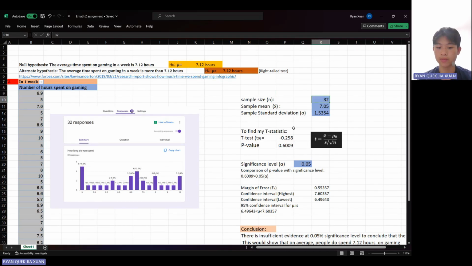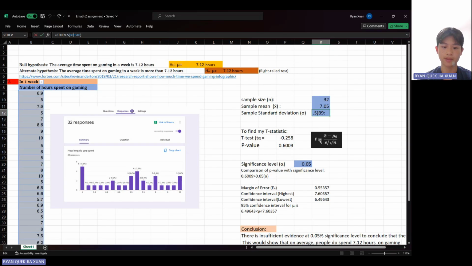Firstly, I have the sample size, which shows the number of people who have participated in this study. I have also calculated the sample mean, which shows the average number of hours spent on gaming, by using the average formula in Excel and using the values given by our participants from B9 to B40. I have also calculated the sample standard deviation. By using the Excel formula for standard deviation, I have managed to calculate the sample standard deviation from B9 to B40. This shows the spread of the values within the sample.